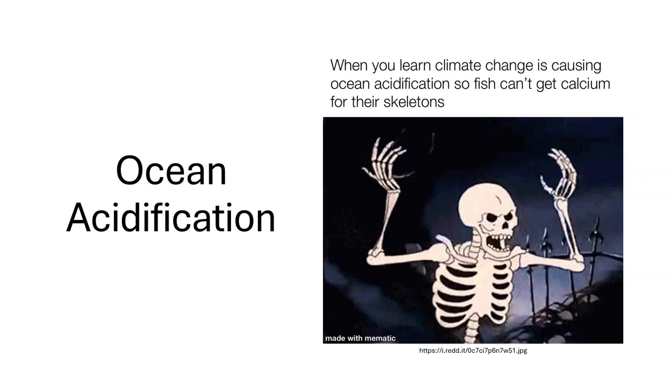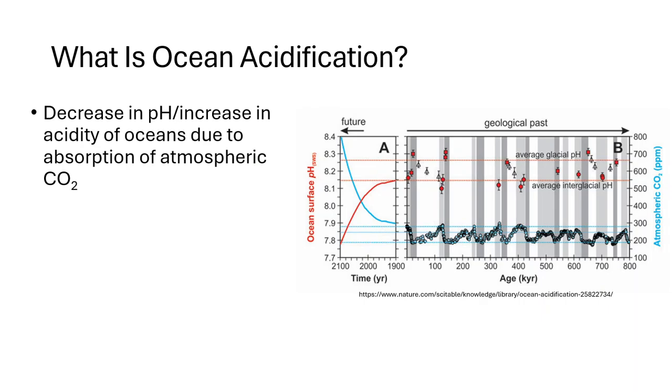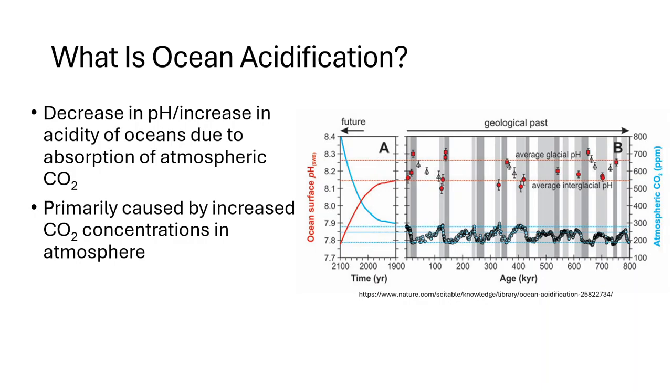We're going to talk about ocean acidification today. So, what is ocean acidification? It is when you have a decrease in the pH, so an increase in the acidity of oceans, and this is because they're absorbing atmospheric CO2. This is primarily caused by the fact that there's an increase in CO2 concentrations in the atmosphere.